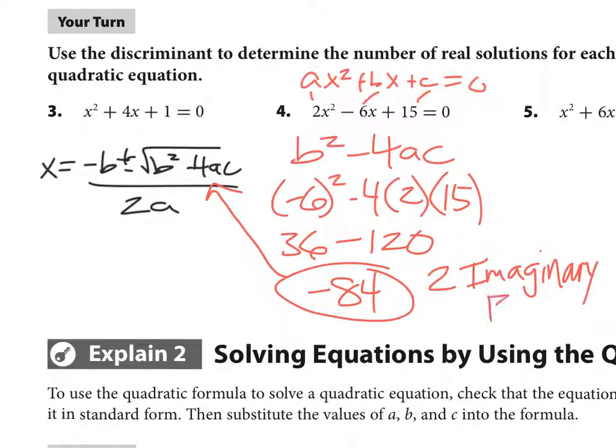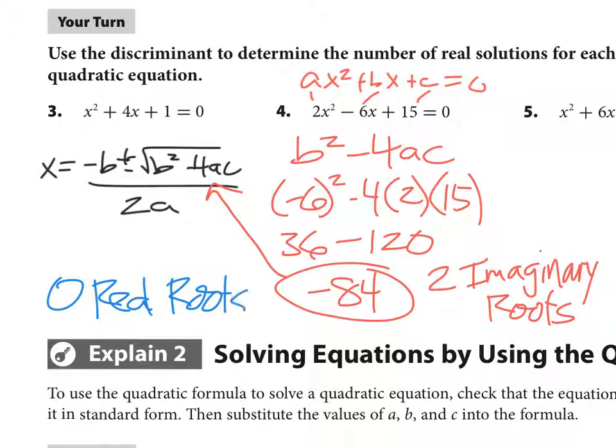Okay? Now, since we're not dealing with imaginary numbers, what this book is going to say is that it has 0 real roots. If they're imaginary, they can't be real. So this one has 0 real roots. Now again, what that means graphically is the parabola does not cross the x-axis.